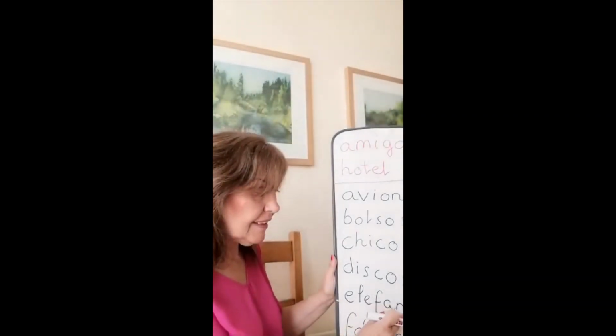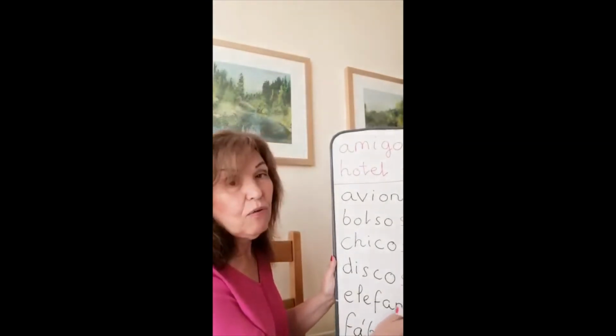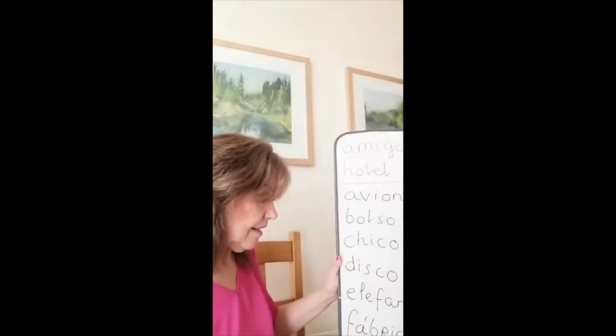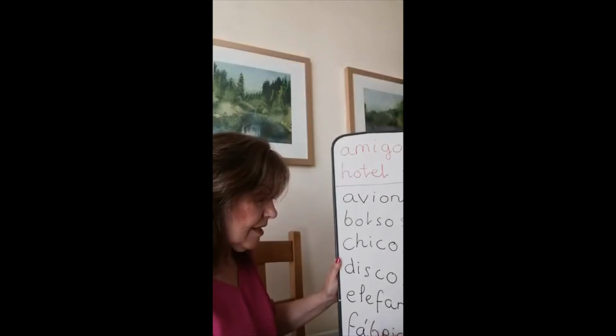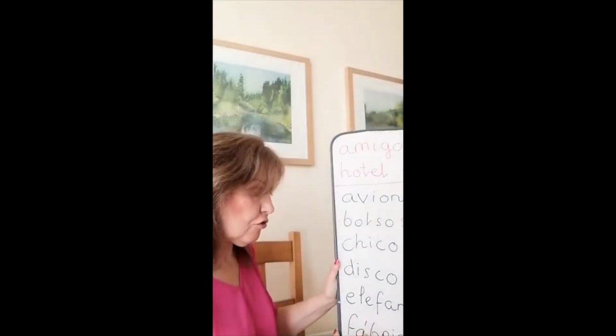Elefante, again, ends in a vowel, so we add an S. Fábrica, yes, you can see it has a tilde here, an acento is stressing that vowel.